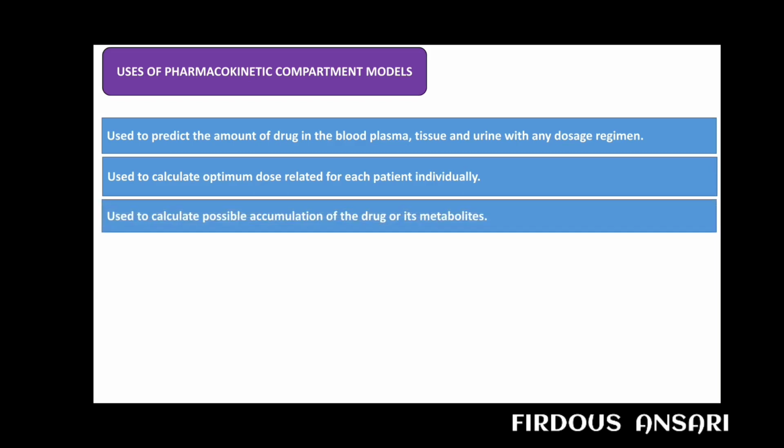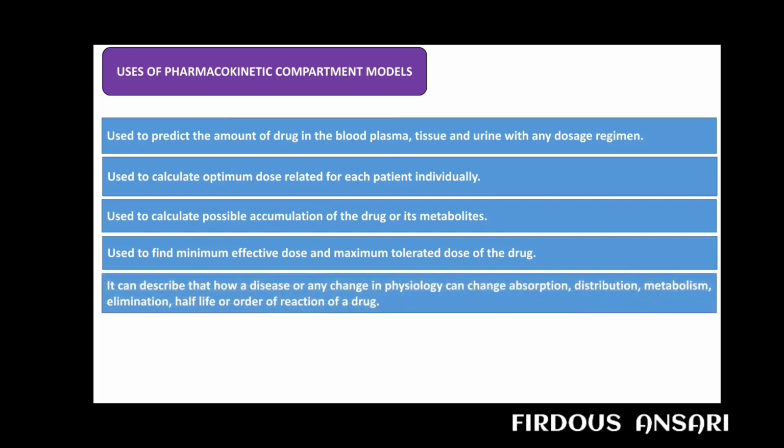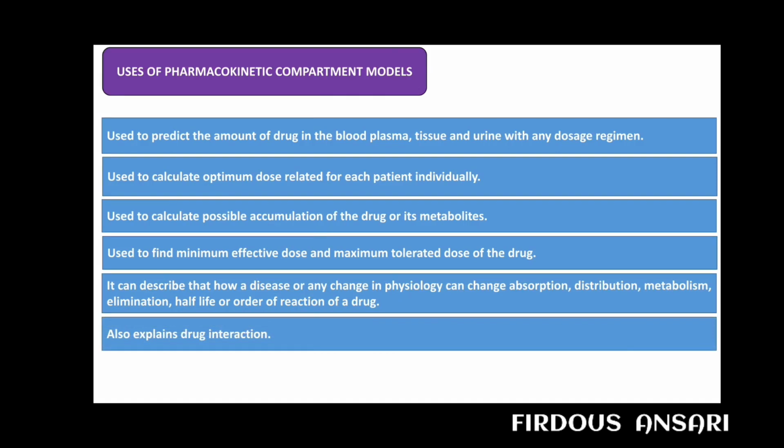Next, it is used to calculate possible accumulation of the drug or its metabolite. Okay, this is also possible. It is used to find the minimum effective dose and maximum tolerated dose of the drug. It can describe how a disease or any changes in physiology can change absorption, distribution, metabolism, elimination, half-life or order of reaction of a drug. It also explains the drug interactions.